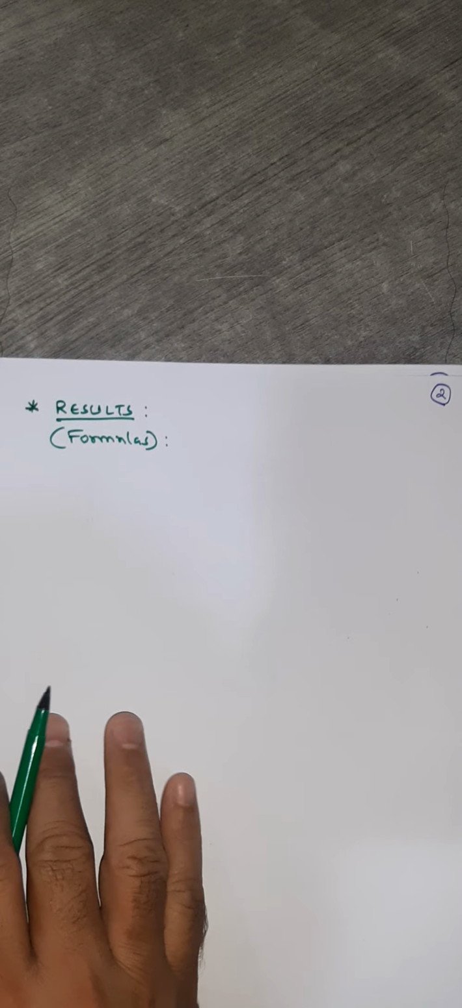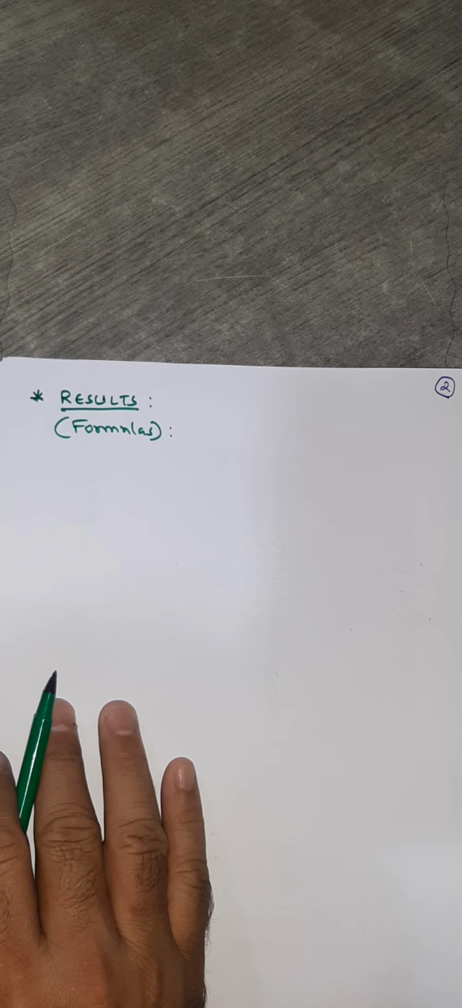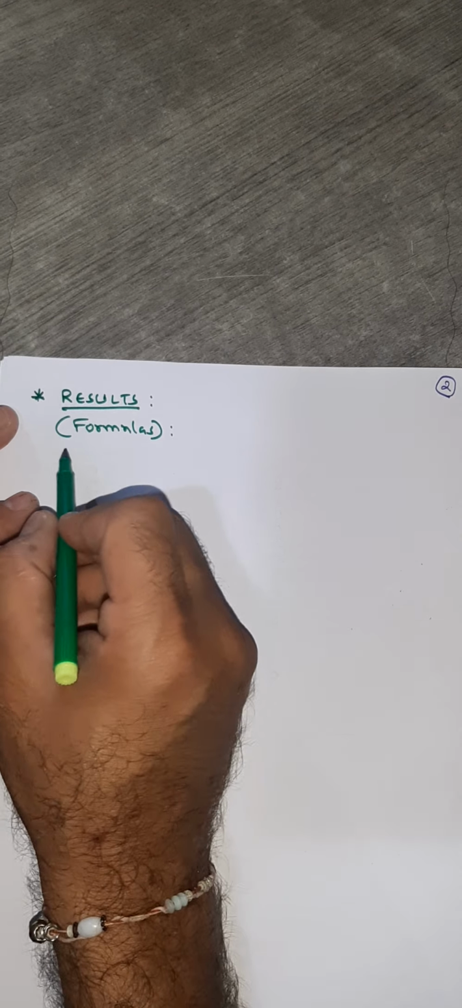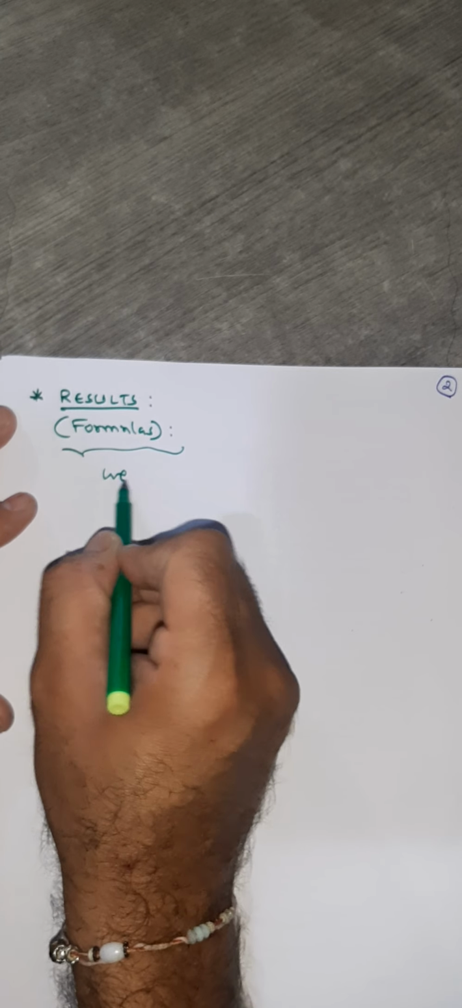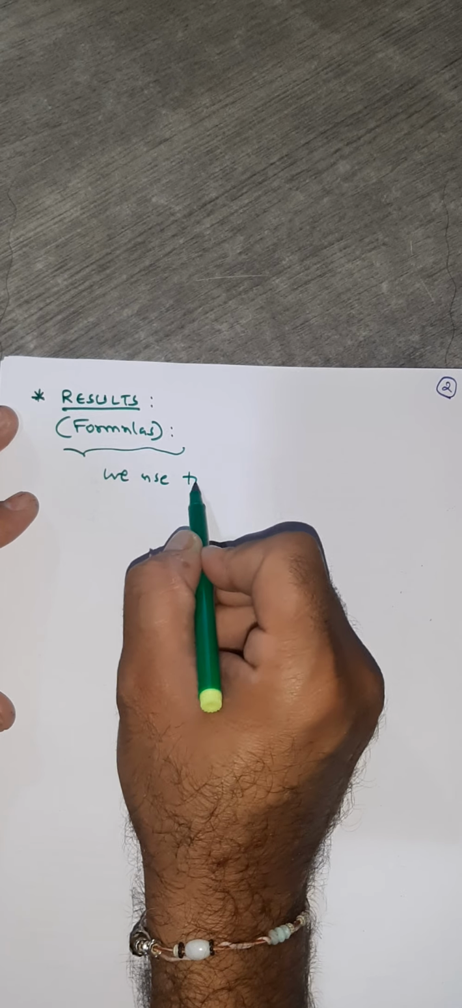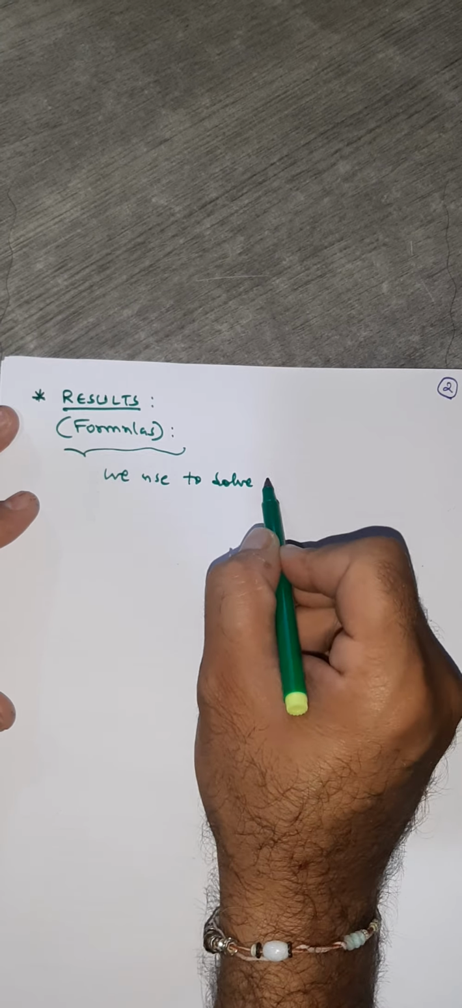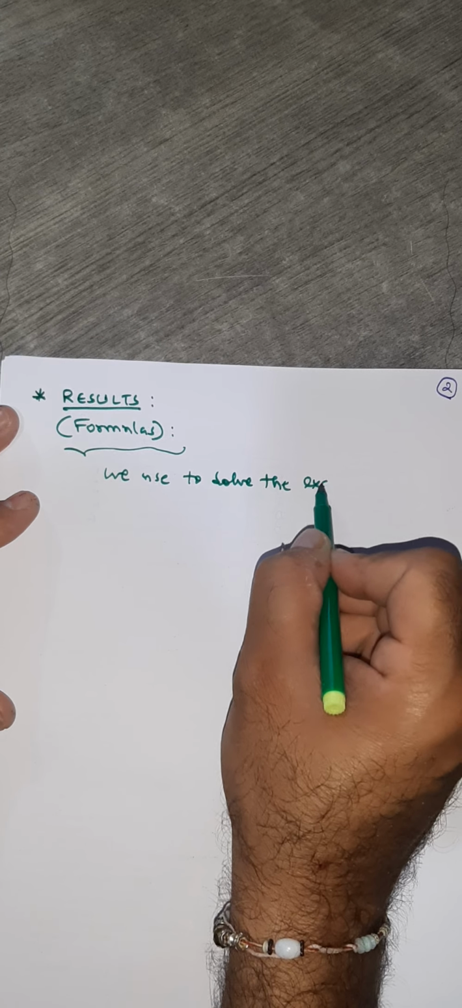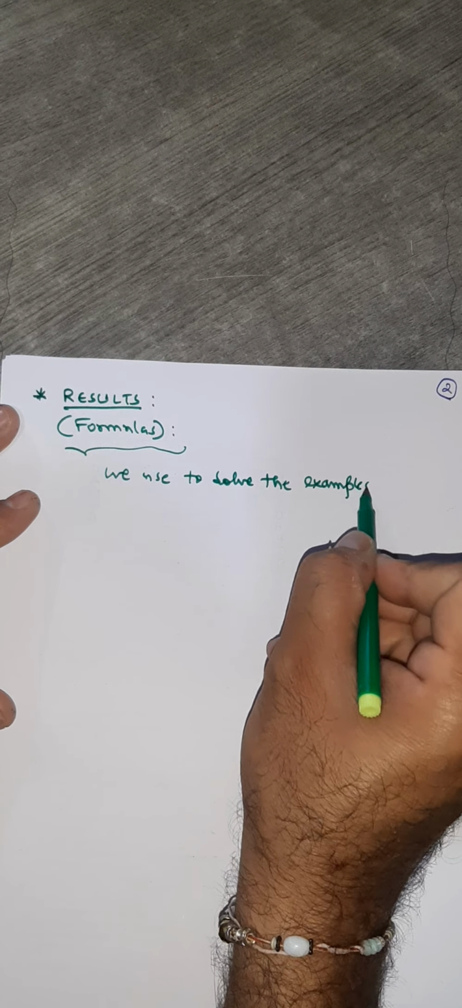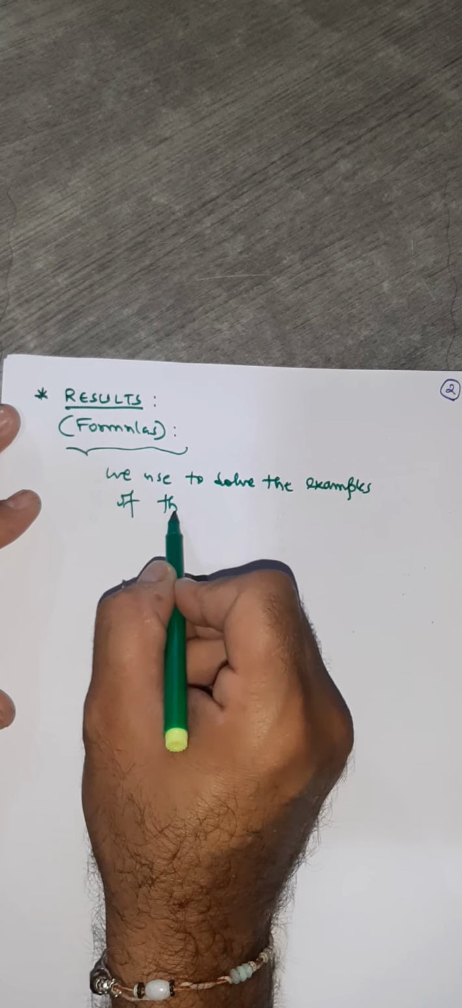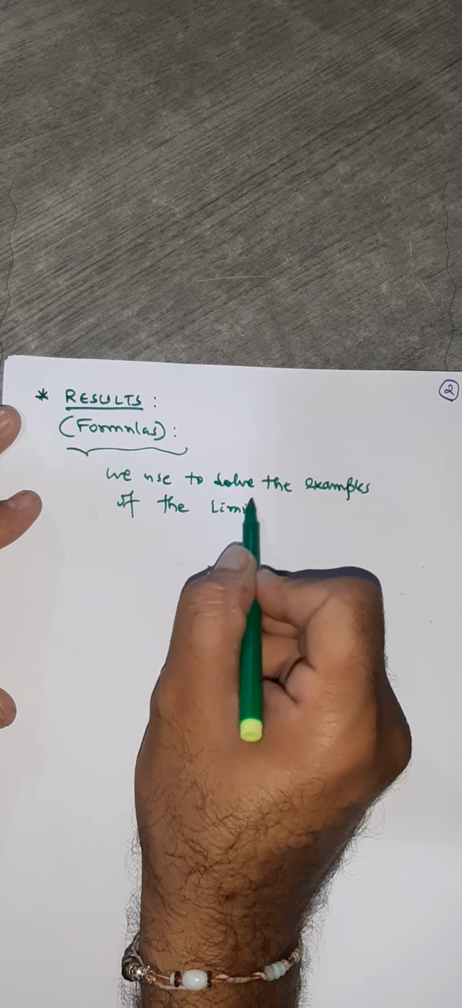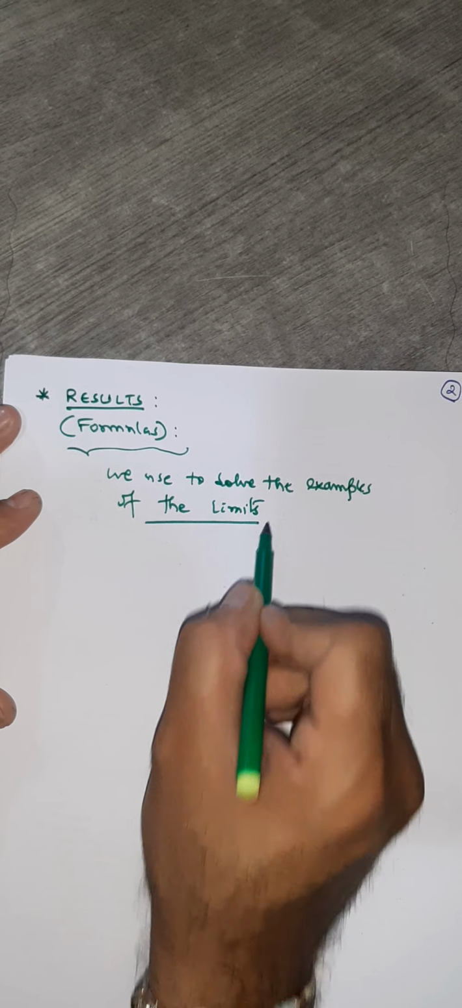So we have some results which are theorems. You can call them results, you can call them formulas, but we'll use these to solve the sums of the limits, to solve the examples of the limits, remember. ये use करेंगे हम लोग.